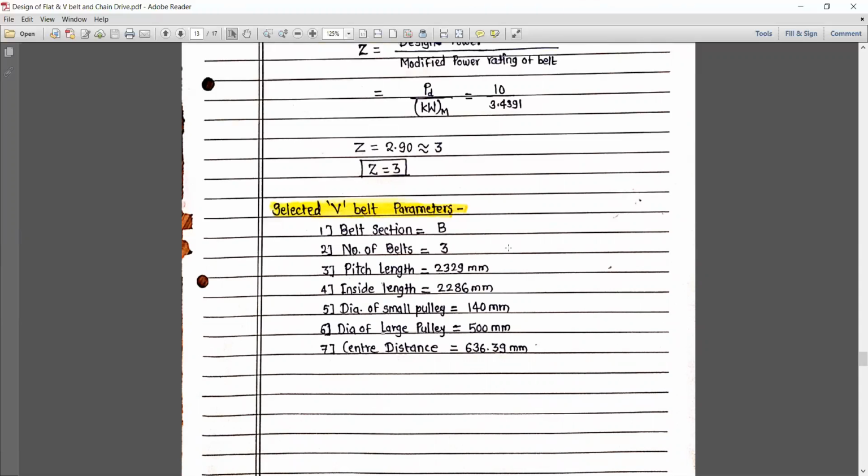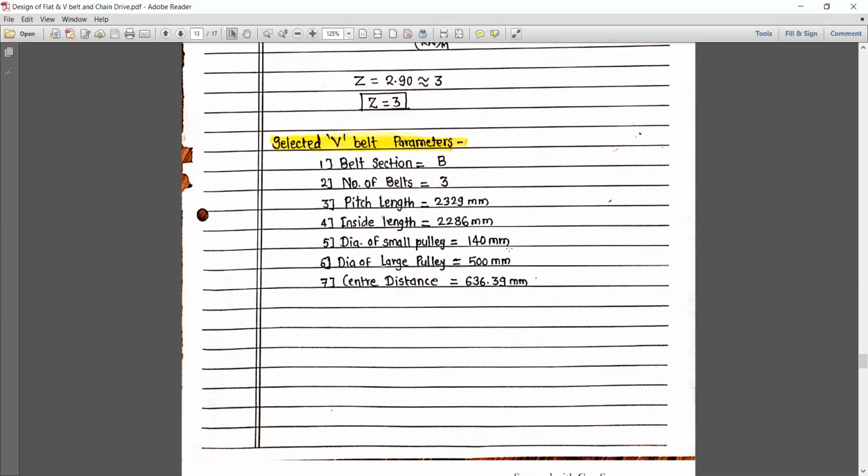Number of belts are 3. Pitch length 2329 mm. Inside length 2286 mm. Diameter of smaller pulley 140 mm. Diameter of larger pulley 500 mm. And the center distance is 636.39 mm. Okay, so see, with the similar procedure you can design a V belt drive.